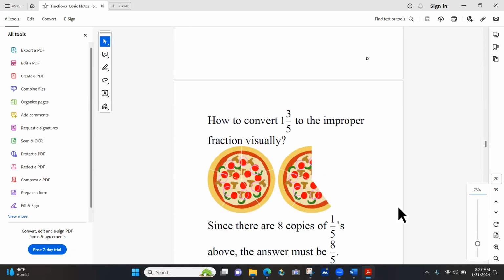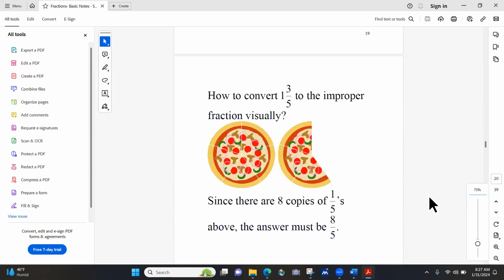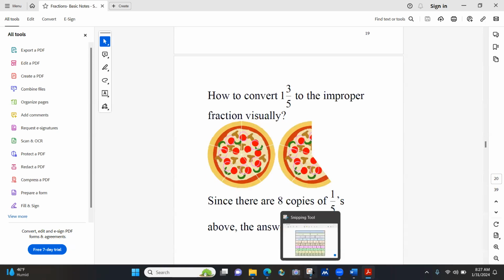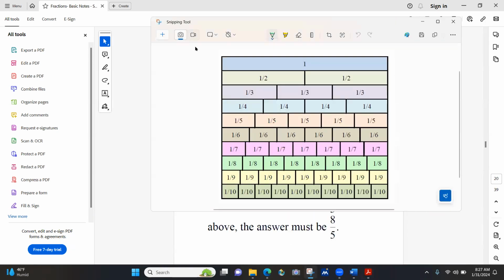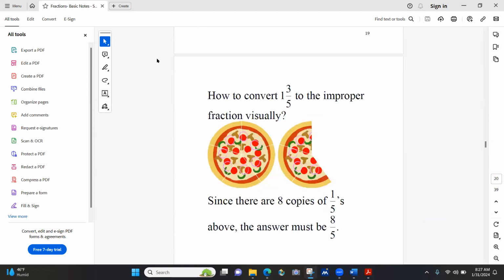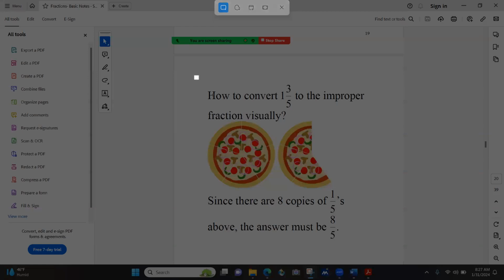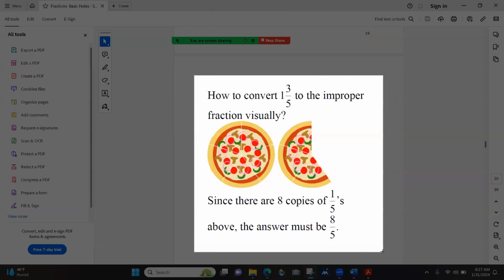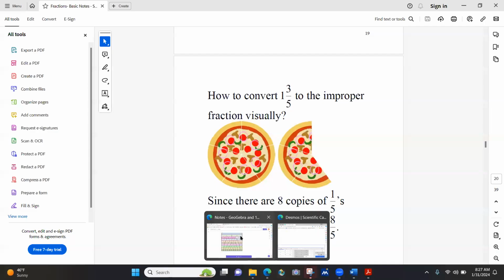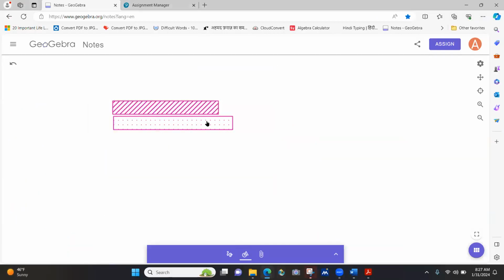And why do we want to do it visually? Because we want to know how to do things in multiple ways. Why? Because we are teachers. We're dealing with a large number of people, so we want to know how to do things in multiple ways. Let me take this to a place where I can write.